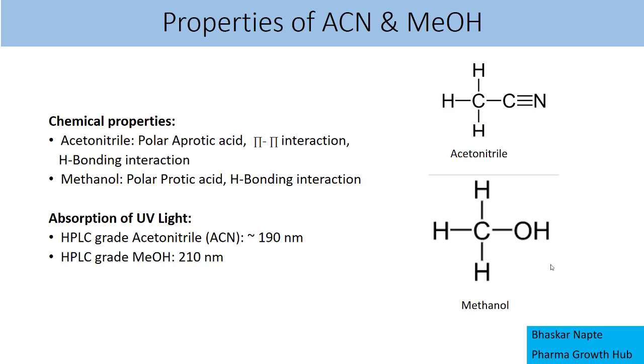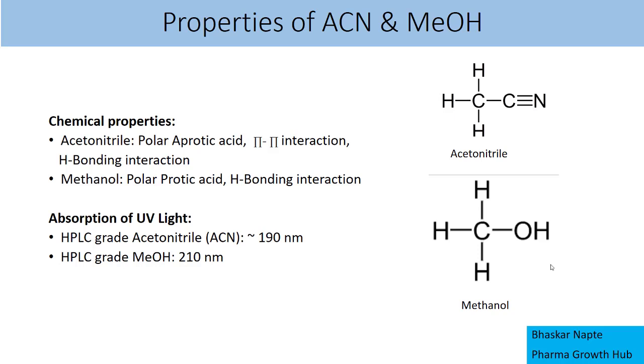When it comes to usage of these organic solvents for preparation of mobile phase, and where we have selected UV as the detector, then the UV cutoff is very important for any given organic solvent. The benefit of using ACN over methanol is it has a very low UV cutoff, like 190 nanometer. But in case of methanol, it has a UV cutoff value of around 210 nanometer.